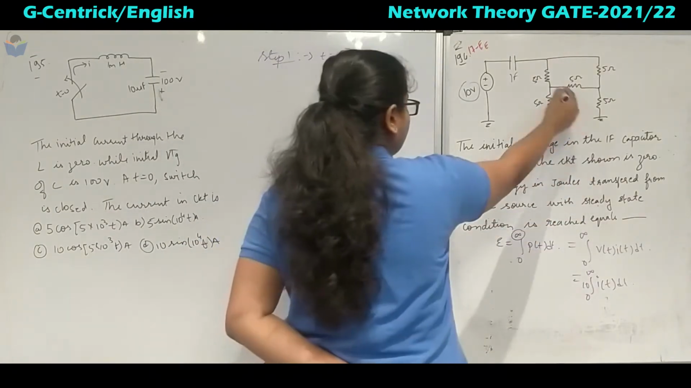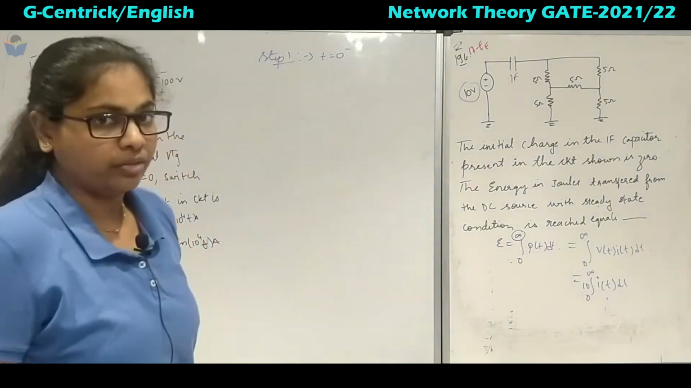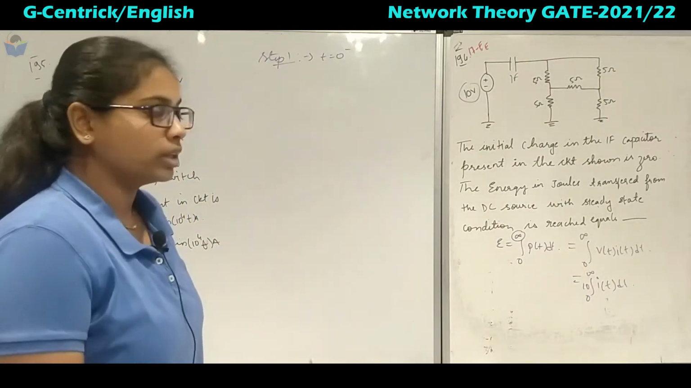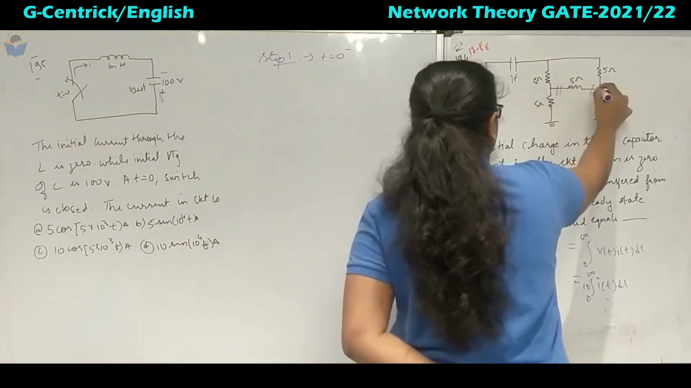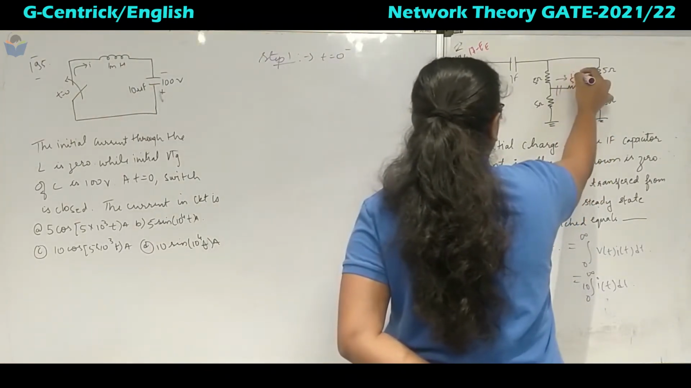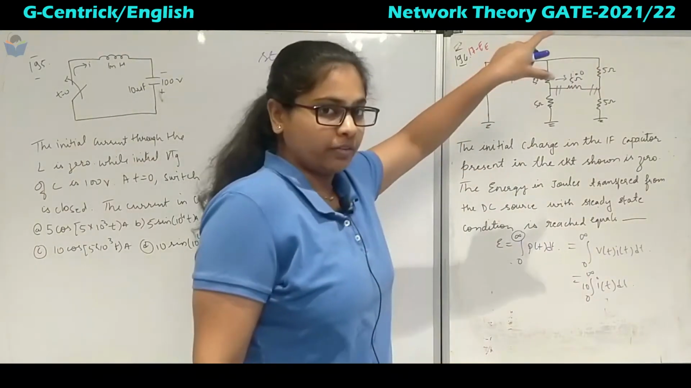Now if you see, cross multiply each of the arms: 5 into 5 is 25, and here also 5 into 5 is 25. So when both the opposite arms of the Wheatstone bridge are equal, then this diagonal element does not have anything. The current flowing through this is 0 amperes. So we can reduce this to an equivalent circuit.